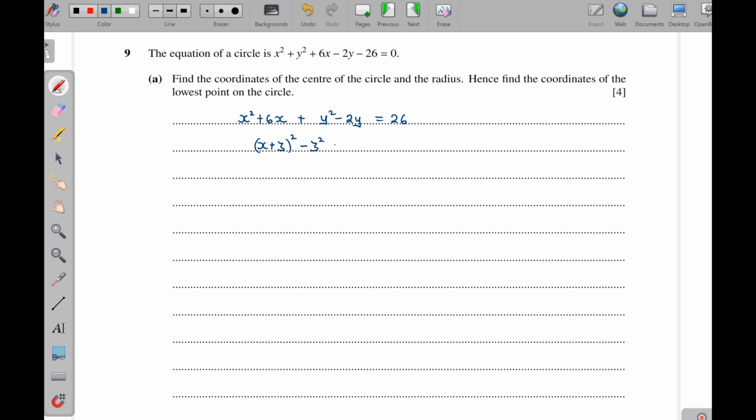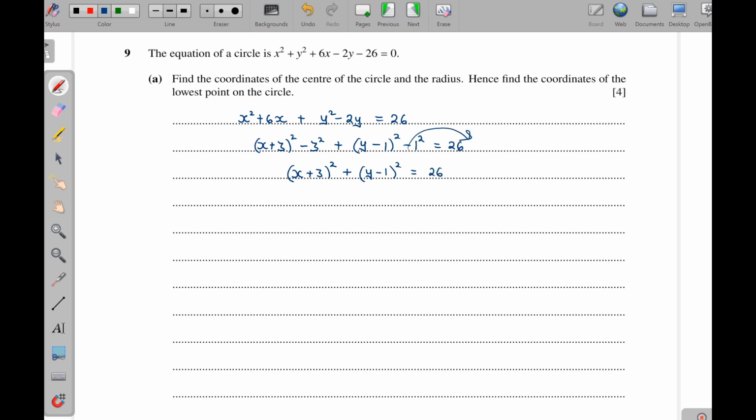And then you also do the same for y. Then minus, when you get this, the 2 there, you divide it by 2, you get a 1. Then you pop it out here as a square. Then this one is equal to 26. This whole thing here is equal to this when you expand. So we shall have x plus 3 squared, then plus y minus 1 squared. This is equal to 26.